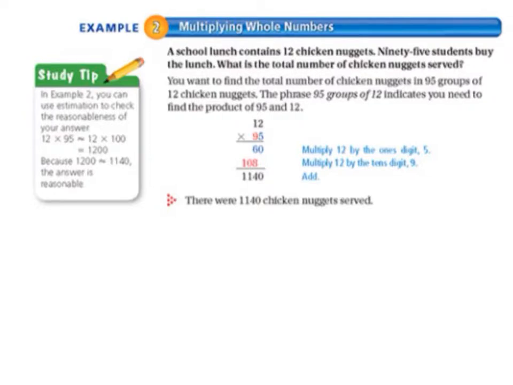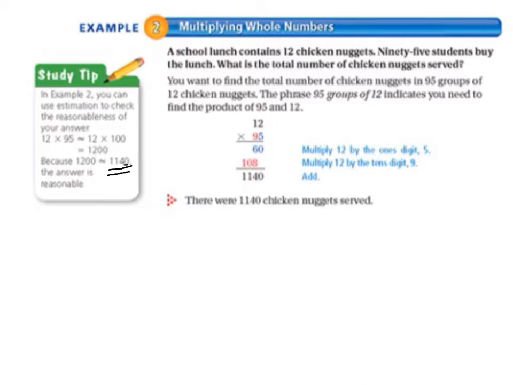Before we look at example 2, let's look at the study tip. It says, in example 2, you can use estimation to check the reasonableness of your answer. So 12 times 95, and that wavy equals sign means is about, 12 times 100. So 12 times 100, we know equals 1200. So because 1200 is approximately 1400, which we'll get to in a minute, they say the answer is reasonable.